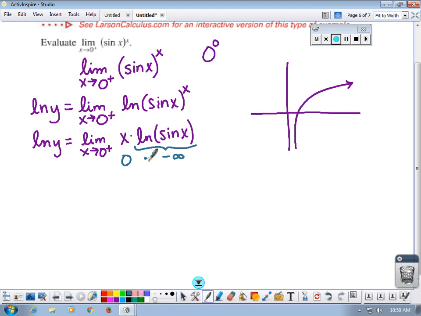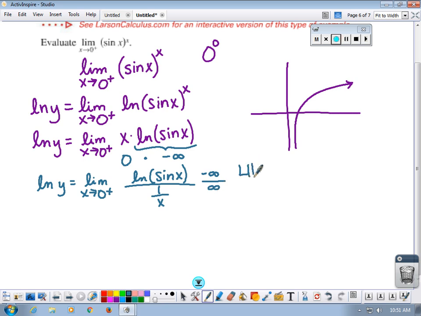Alright, so let's go ahead and rewrite it to where we can use our L'Hopital's rule. So ln of y equals the limit of ln of sine x in the numerator, and drop the x and make it 1 over x in the denominator. So now we have negative infinity over positive infinity, 1 over 0 as it approaches 0 from the right. So we can use L'Hopital's since it's in quotient form now.